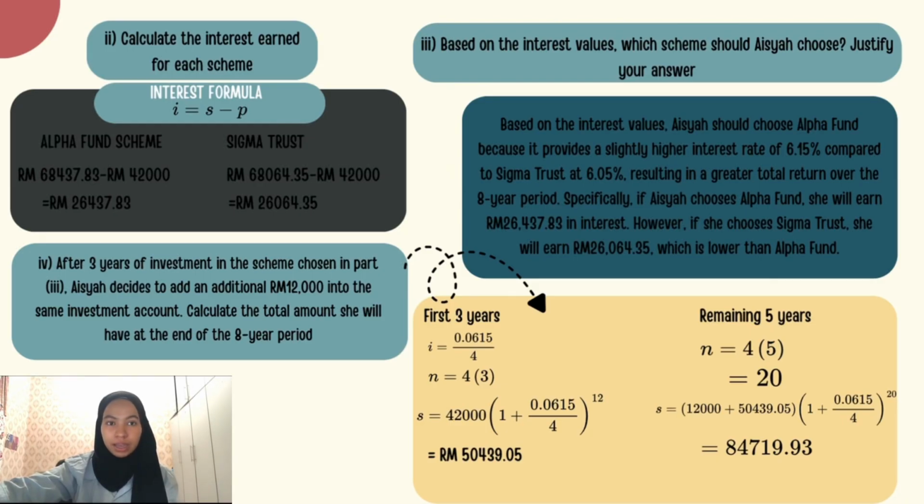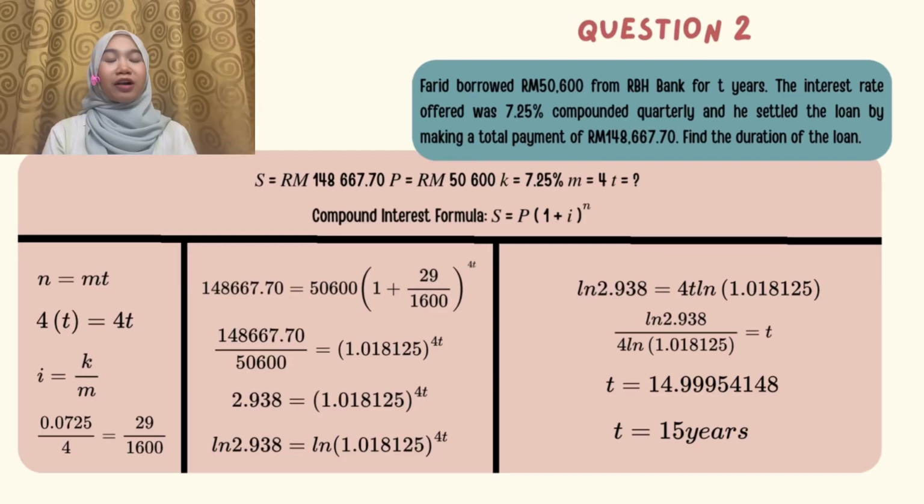And next, we have to calculate for our remaining 5 years. We'll be using the same I, and our n is a bit different, which is for 5 years. So our n is going to be 4 times 5, which is 20. So put it into the formula, and we're going to get a total of 84,719.93 cents.